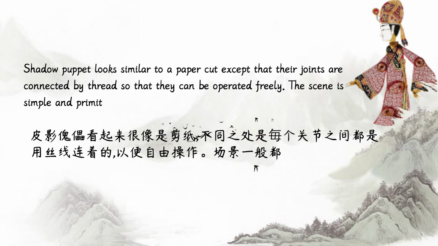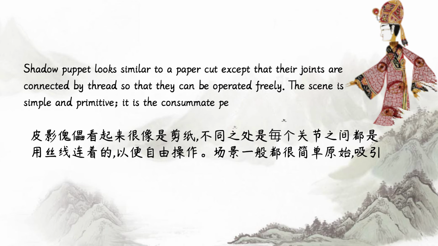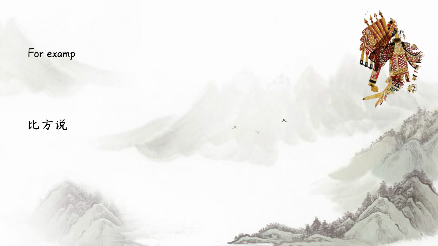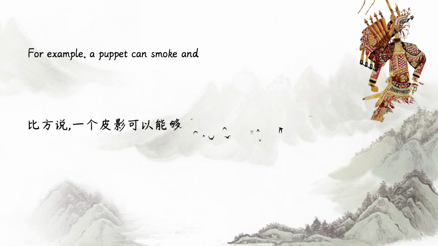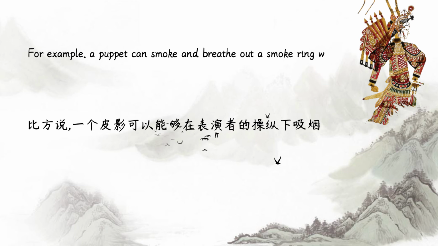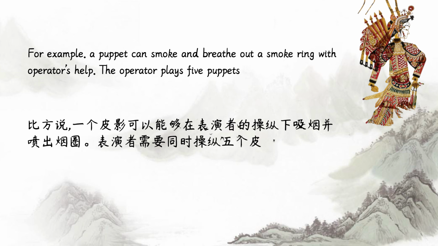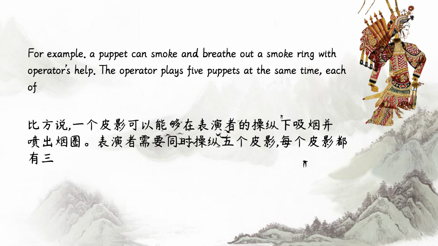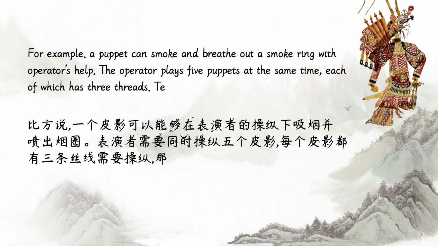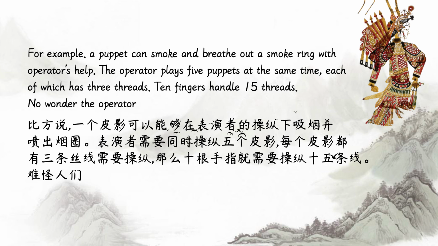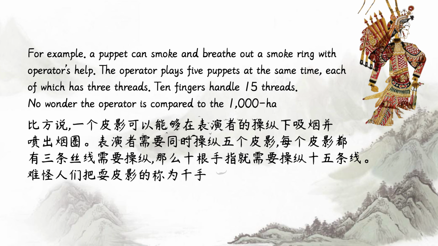The scene is simple and primitive. It is the consummate performance that attracts the audience. For example, a puppet can smoke and breathe out a smoke ring with the operator's help. The operator plays 5 puppets at the same time, each of which has 3 threads. 10 fingers handle 15 threads. No wonder the operator is compared to the 1,000 hand Kuan Yin.